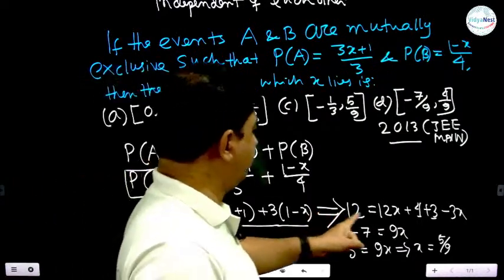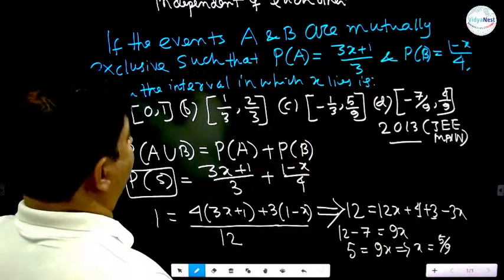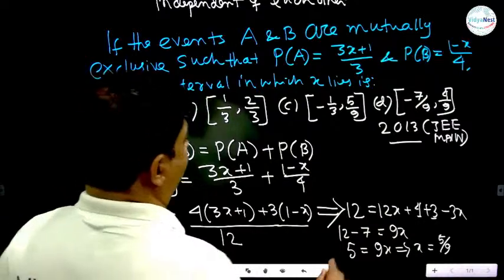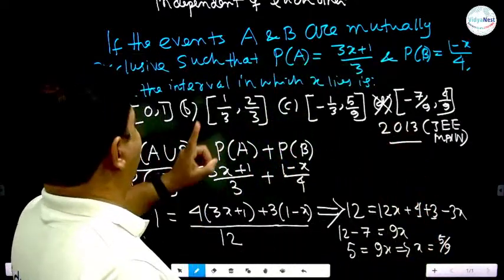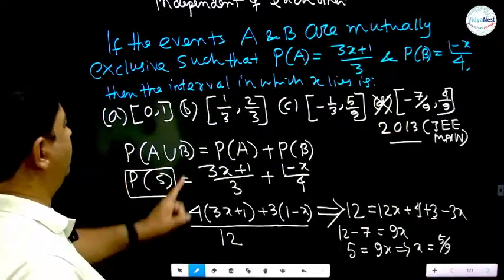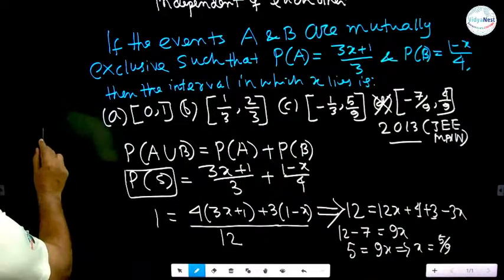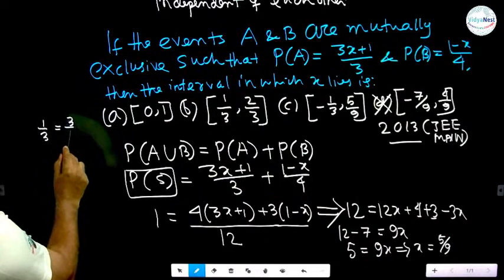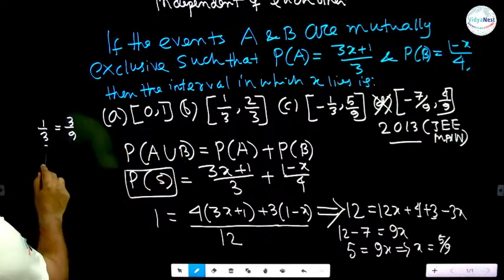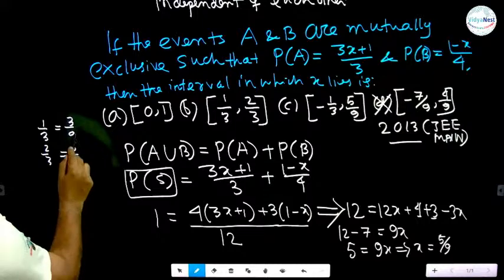See, 4 minus 3, yes. Now, in which interval does it lie? It does not belong to this interval. 5 by 9 belongs to this interval. Can you check? See, 1/3 and 2/3. 1/3 means 3 by 9 and 2/3 means 6 by 9.